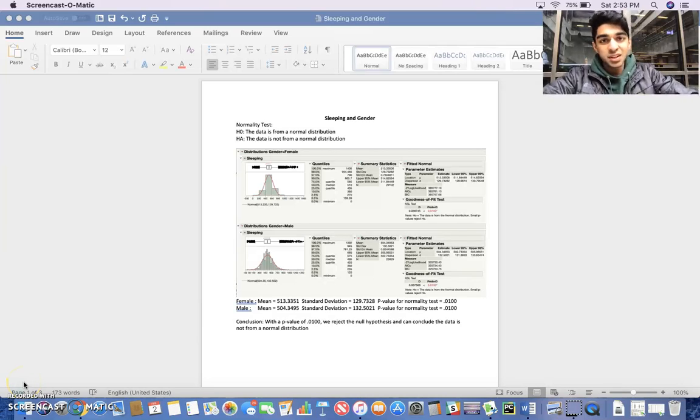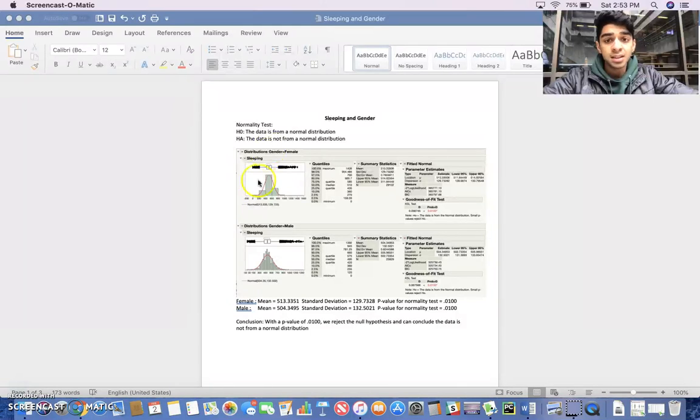Hey, what's up guys? So today we're going to be analyzing whether time spent sleeping per week is affected by gender. I started off by doing a normality test, and my null hypothesis was that the data is from a normal distribution, and my alternative hypothesis was that the data is not from a normal distribution.